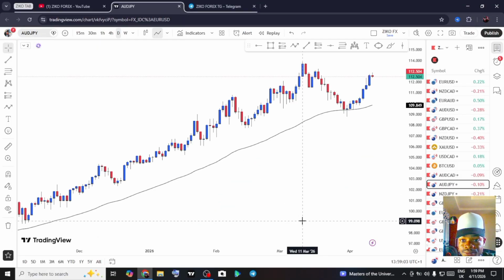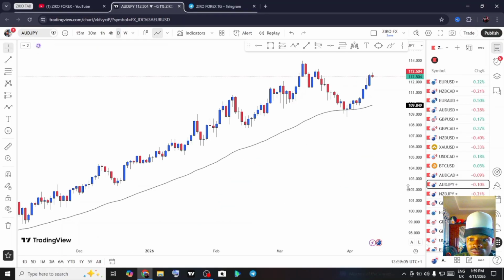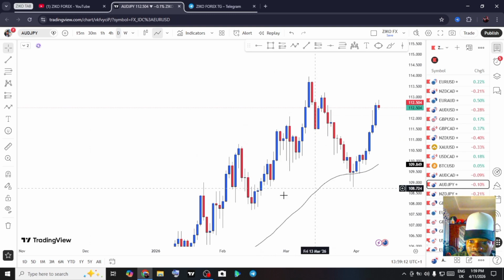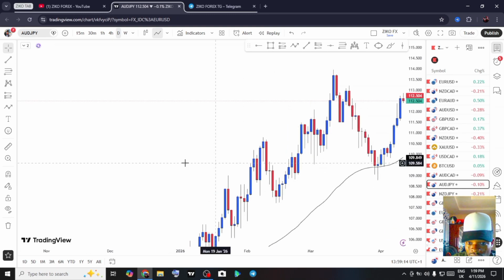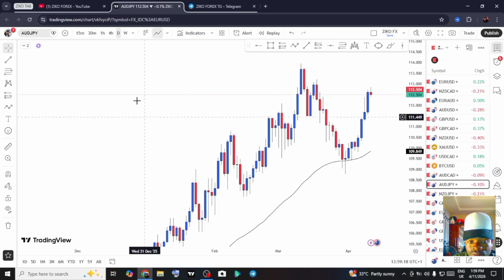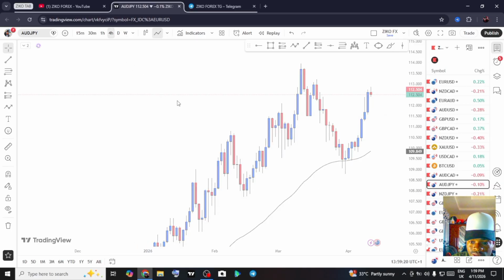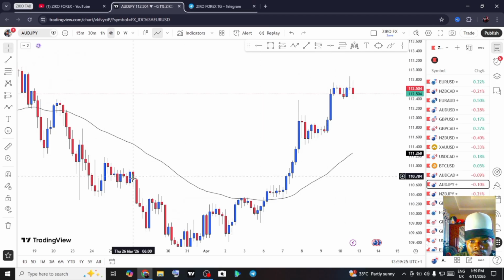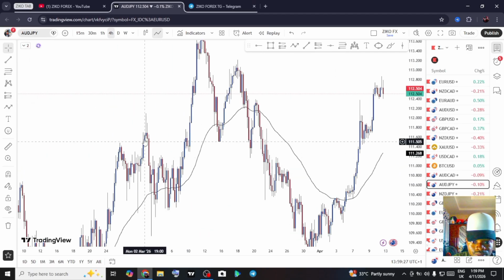AUD JPY. AUD JPY is currently bearish, but we also do not have an area of interest. So I'll not be interested in AUD JPY. Let's look at the 4-hour time frame before we proceed. I'm not interested in AUD JPY. NZD JPY.